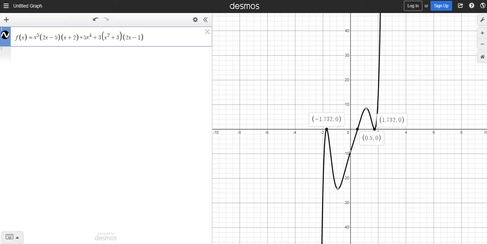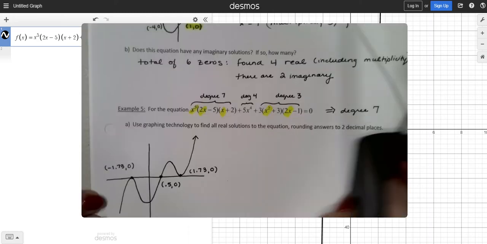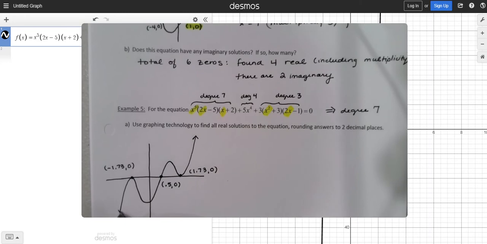The first x-intercept, if I keep 2 decimal places, negative 1.73, comma 0. The next one that cuts through, 0.5, comma 0. And the last one that bounces off, 1.73, comma 0. So my picture just looks like that. Again, it's not a perfect shape by any means, but I've got the important stuff represented here.